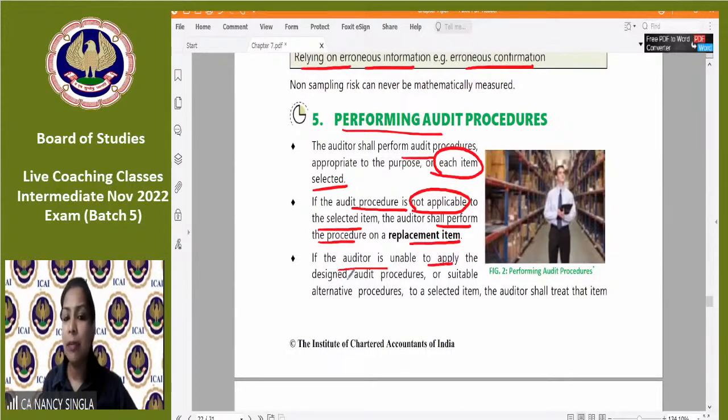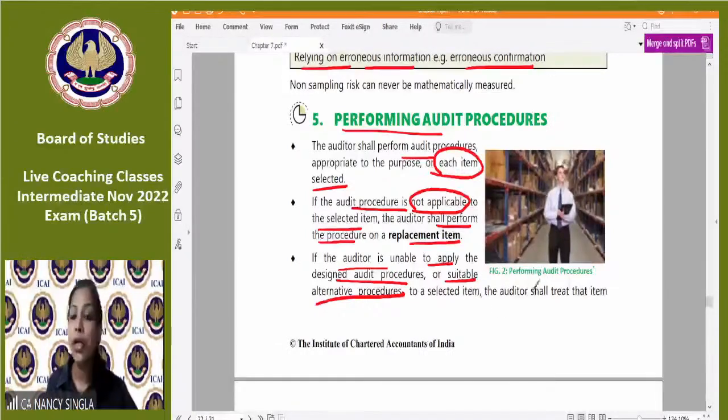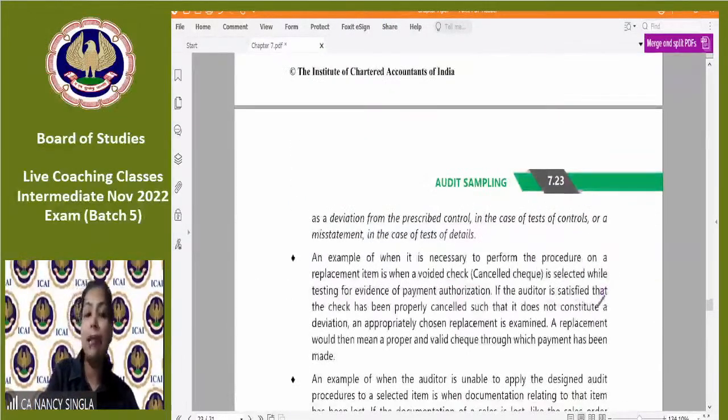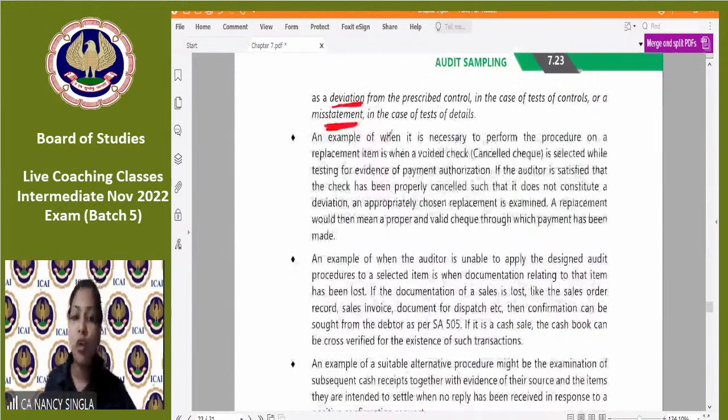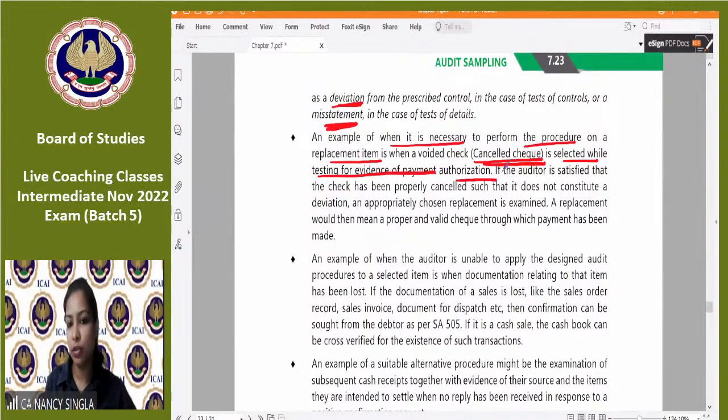If the auditor is unable to apply the designed audit procedure or suitable alternative procedures, का option भी तो है ना, like external confirmation, वो भी possible नहीं है, subsequent receipts, तो the auditor shall treat that item as या तो deviation है या misstatement है. Like उसको ऐसे नहीं छोड़ देना, the auditor needs to consider that. For example, when it is necessary to perform the procedure on a replacement item, for example, a cancelled check is selected while testing for evidence of payment authorization.